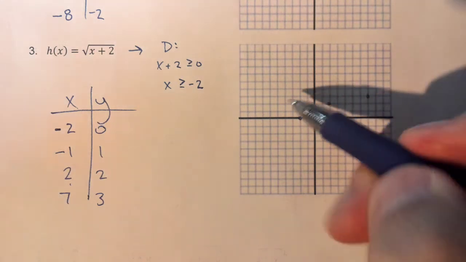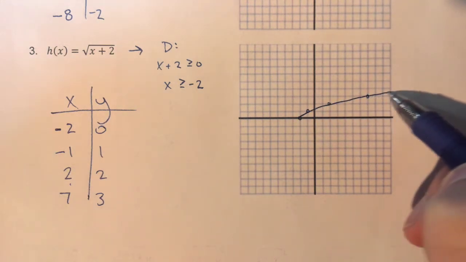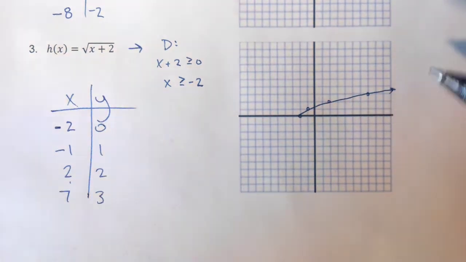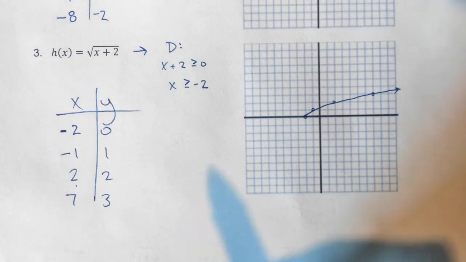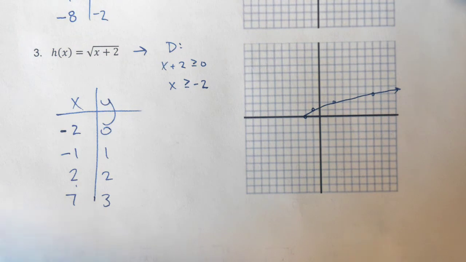So it looks a lot like the first one. It's just been shifted to the left 2. And if you remember when we talked about shifts last year, that would make sense. When you add or subtract inside of there, it moves it to the left or right.